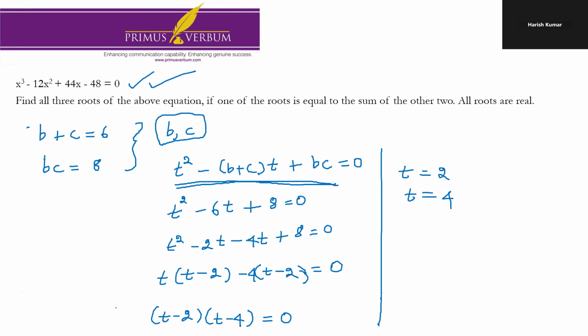And what exactly are these two values of t? They are the roots of the equation. And we already assumed the roots of the equation to be B and C. And on that basis, we constructed this quadratic equation. So we can say B is equal to 2 and C is equal to 4, or vice versa, the other way around. We can in fact write it like this.